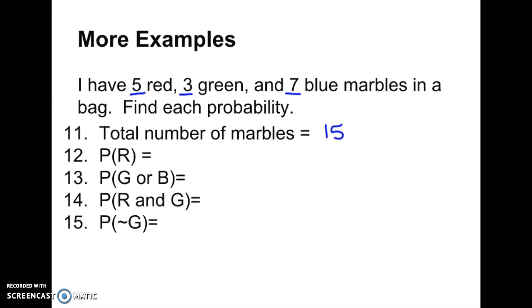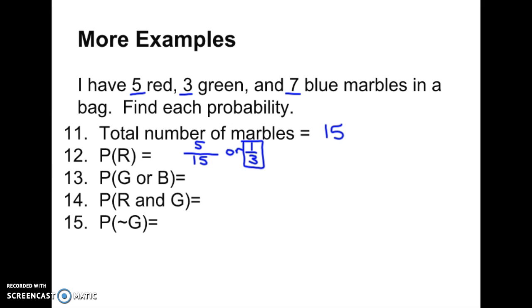Number 12 just wants to know the probability of drawing a red. Since it's a probability question, we know it will be a fraction. And I know I have 15 marbles in the bag. So the probability of drawing a red is 5 red marbles out of the 15. So it should be 5 out of 15, which reduces down to 1/3. Okay, for that one.